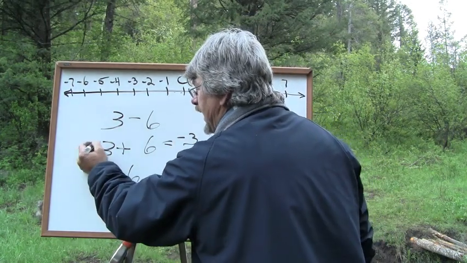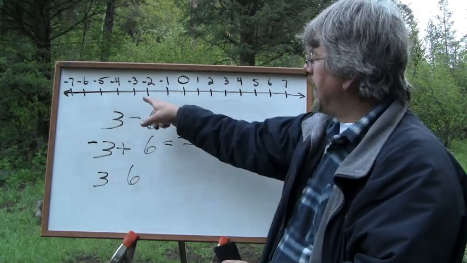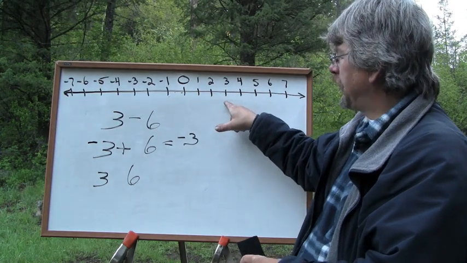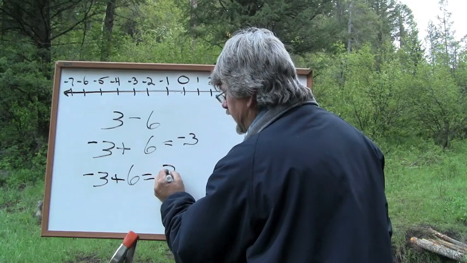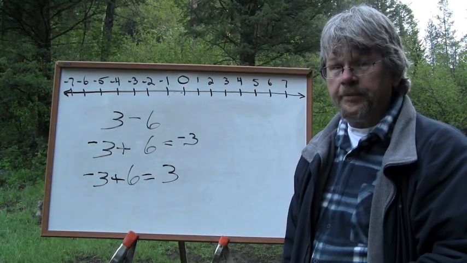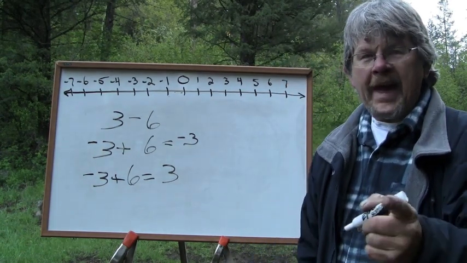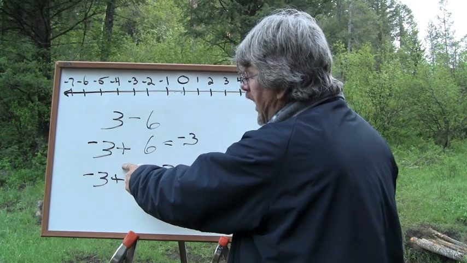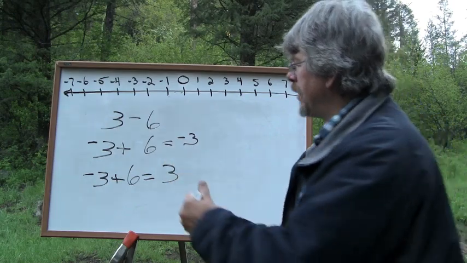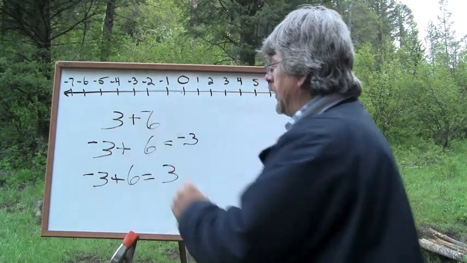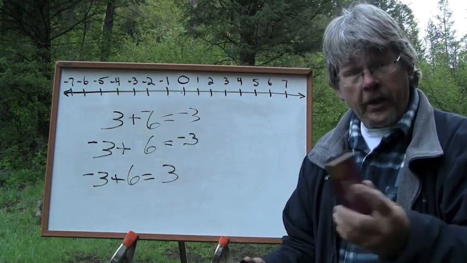If it was negative 3 plus 6, we would be starting at negative 3 and going over 6. It would be positive 3, not negative 3. Do you see why that is? Because now the bigger number is positive, therefore the answer is going to be positive. If the bigger number is negative, then the answer is going to be negative. And this works with all the numbers.